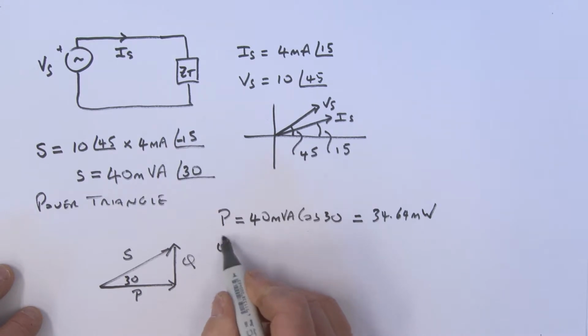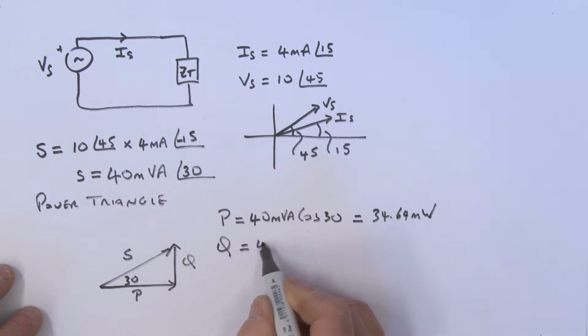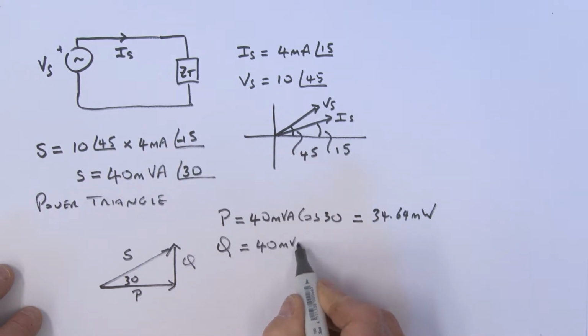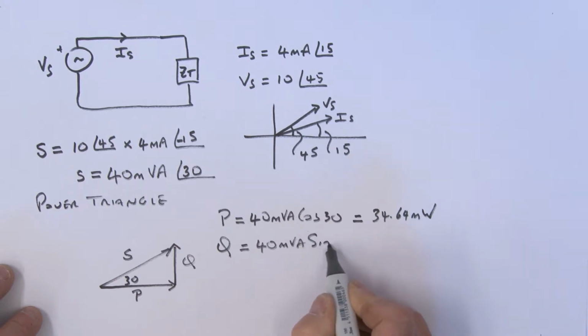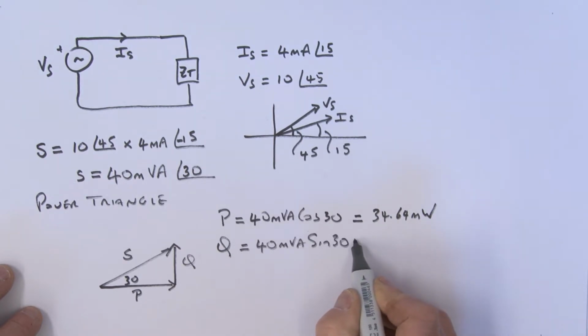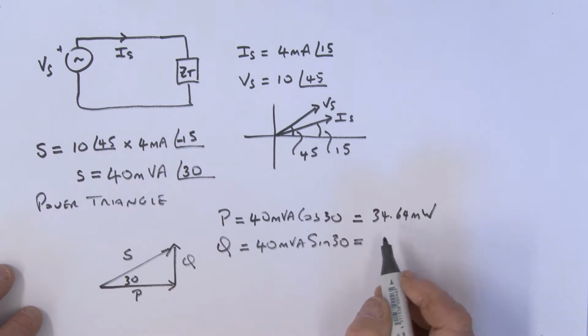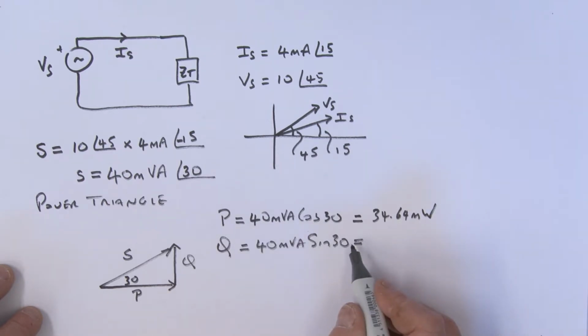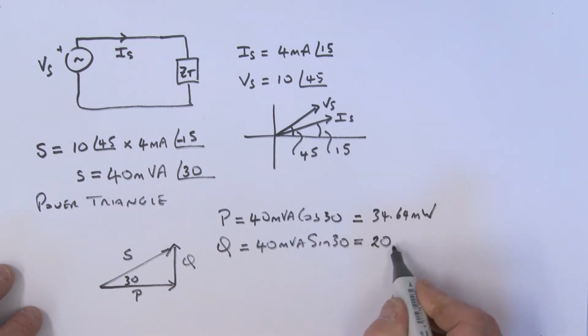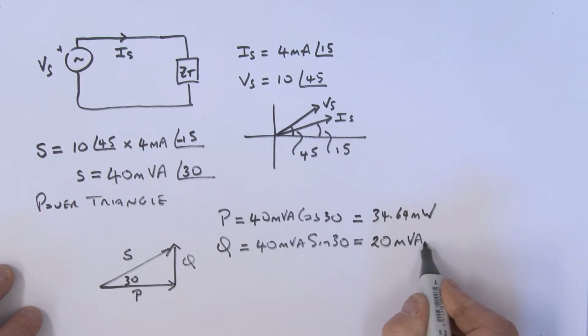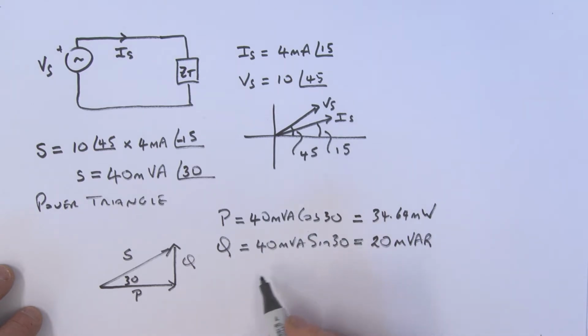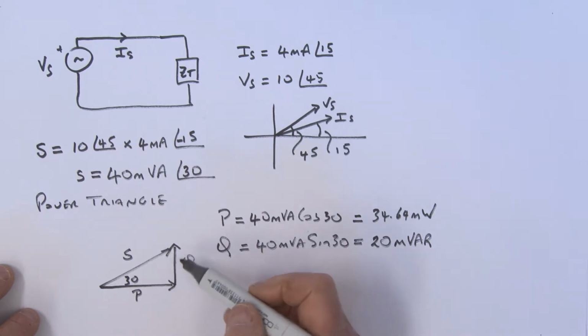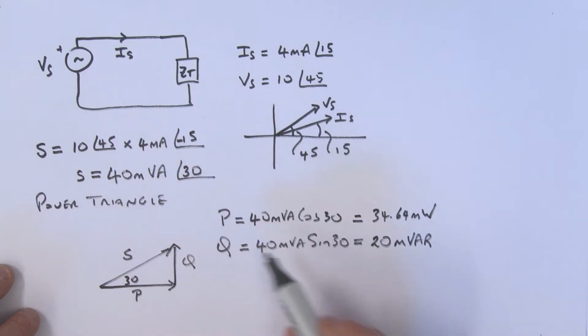Reactive power Q is equal to, once again, that 40 milli VA times the sine of that 30 degrees, and when we work that out, that is equal to 20 milli, and the unit is volt amp reactive. So we've now been able to work out everything: we've got our apparent power, our real power, and our reactive power.